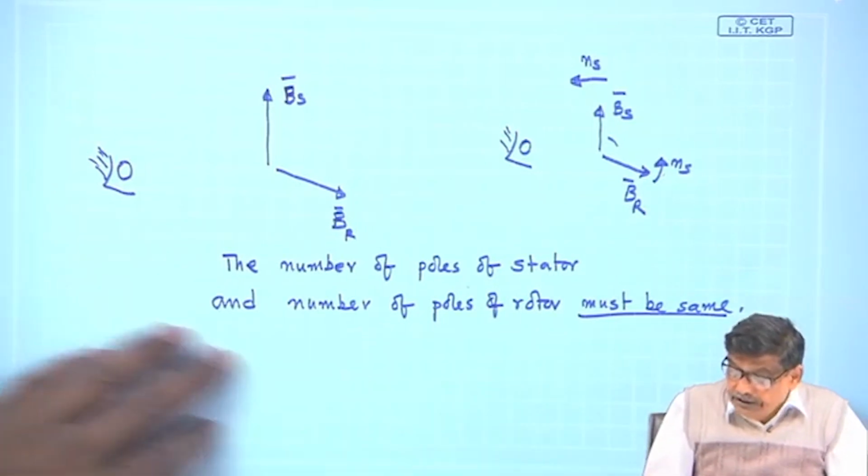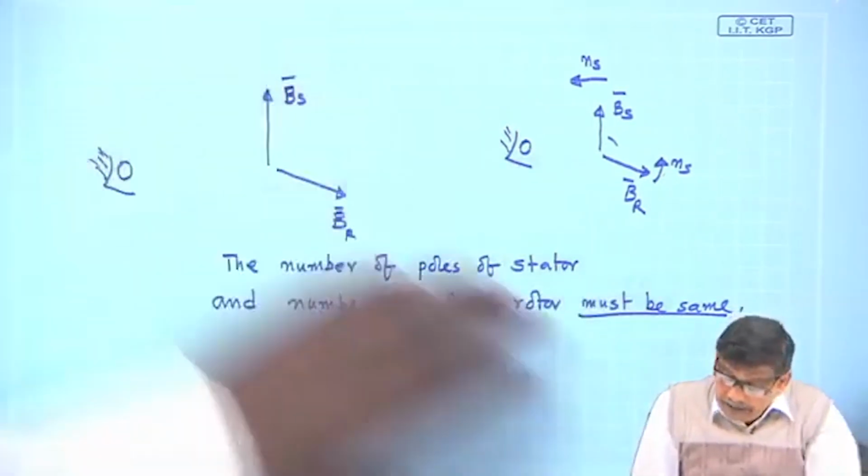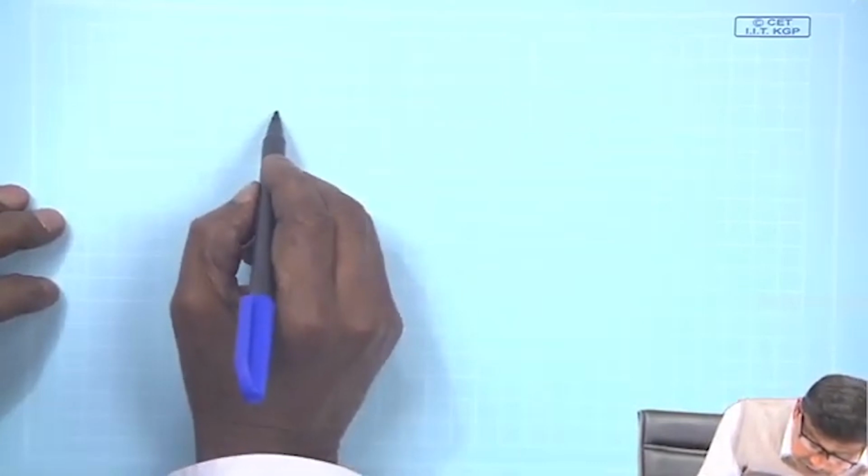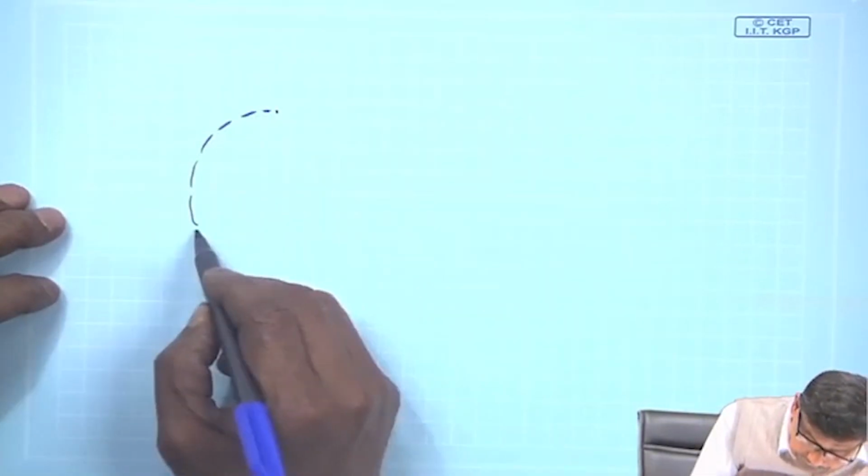Now, let us try to see how to create, say, 4 poles, very interesting. For example, you have a stator structure.